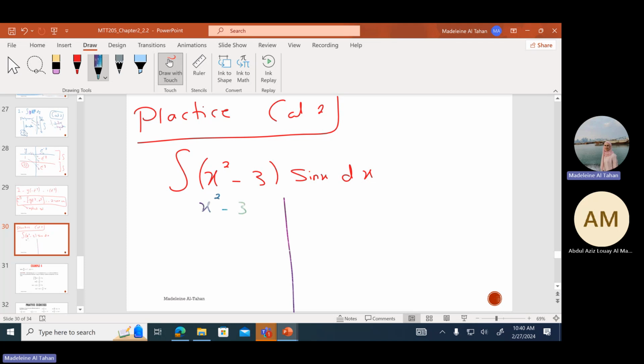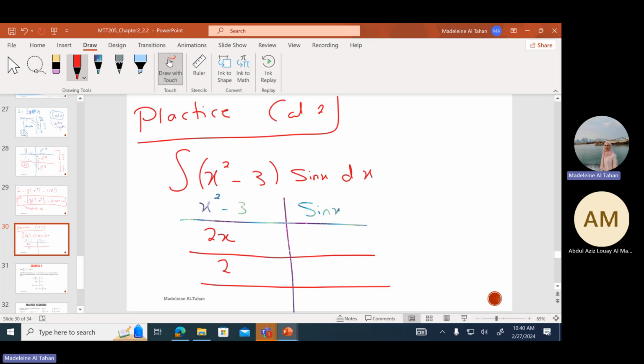This one is the polynomial, and this one is the other part. What's the derivative of x squared minus 3? 2x. Do we need to differentiate more? What will we get? 2. And then 0. So here, what are we doing for the first column? Derivative. Now, the other column, what should we do for it? Antiderivative or integration. Sine x, the integral of it is minus sine x, the integral of it is minus sine x, and minus sine x, the integral of it is sine x.